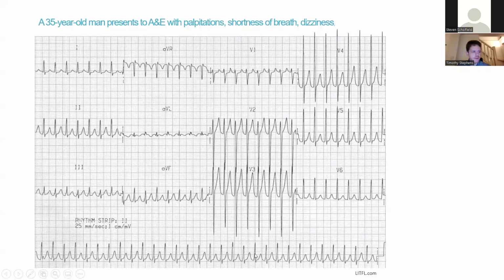So looking at this ECG, what have we got here? We'll just follow our tachycardia algorithm. Is this a narrow or a broad QRS? Let's put it in the group, guys. Narrow or broad? Yeah, brilliant.